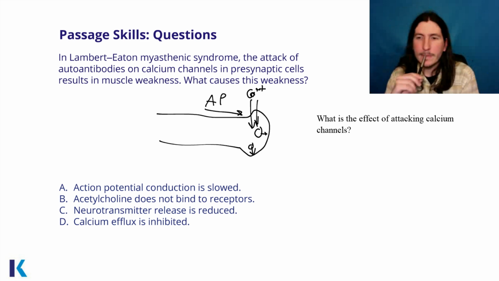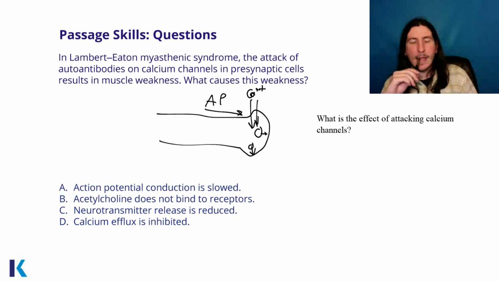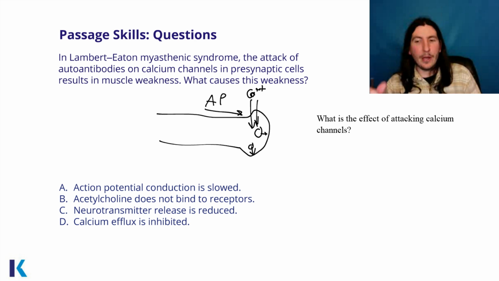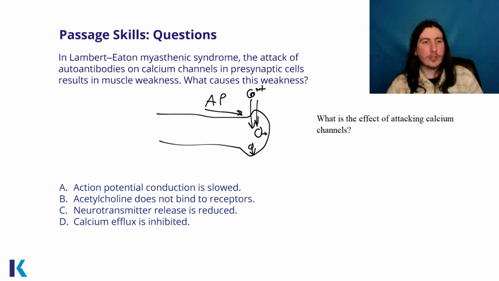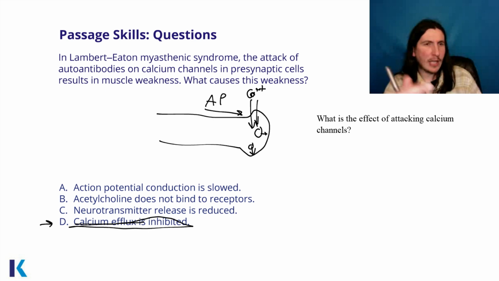All right. So there is a big trap here. The big main trap is D. Calcium efflux is inhibited. I am actually really impressed that the majority of you didn't get trapped by that. Just because the question is about calcium, calcium efflux isn't what this is about. It's about calcium influx. That's the important process here.